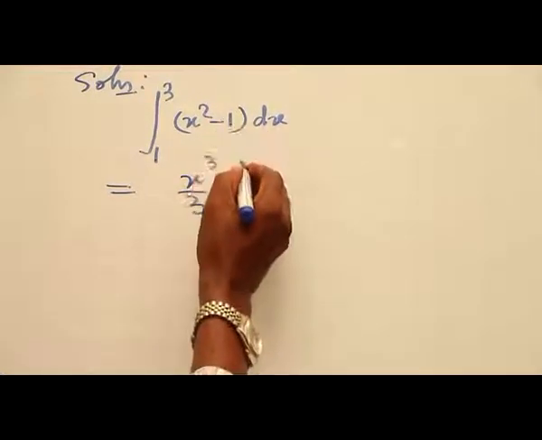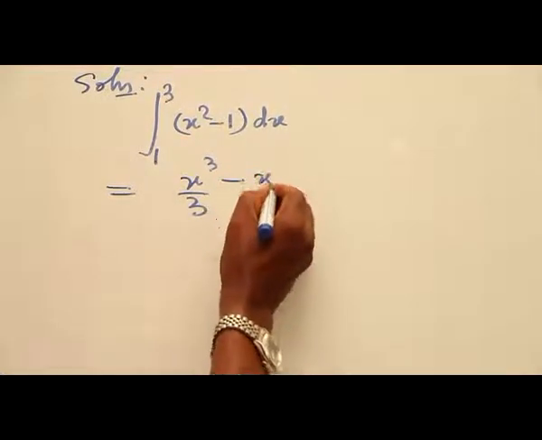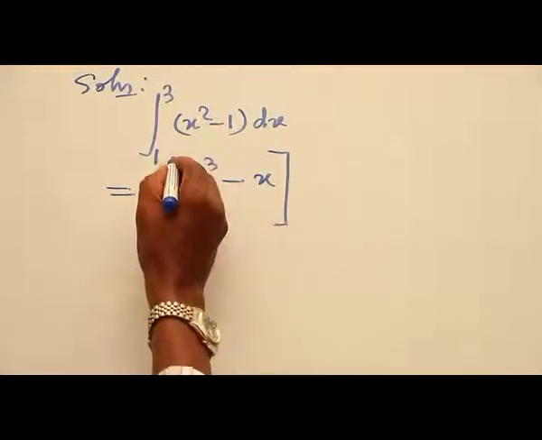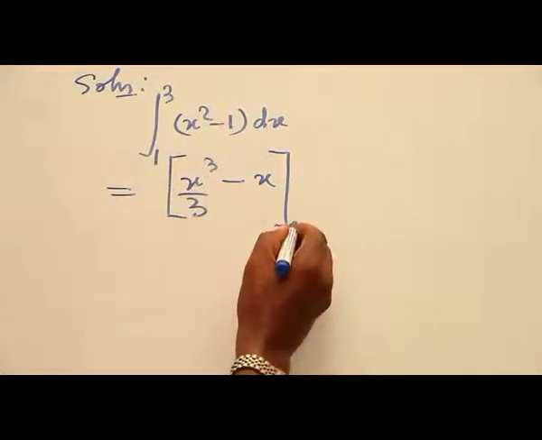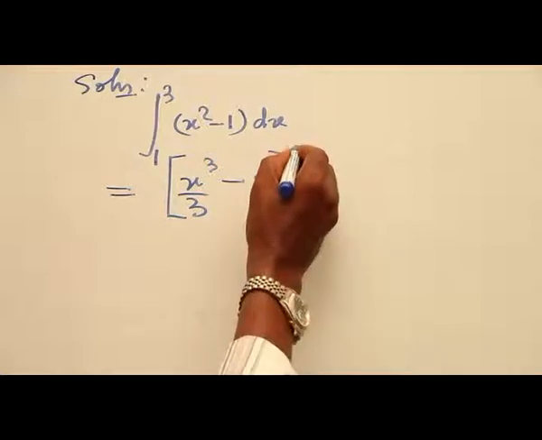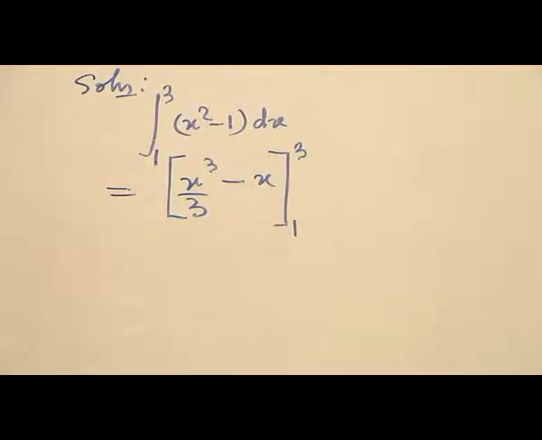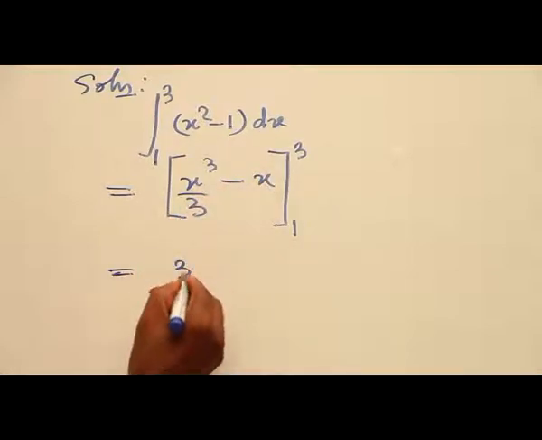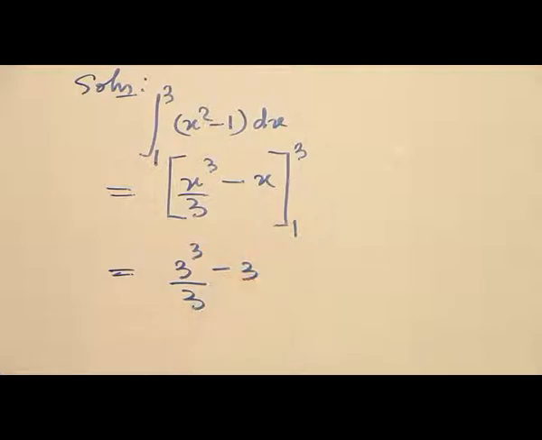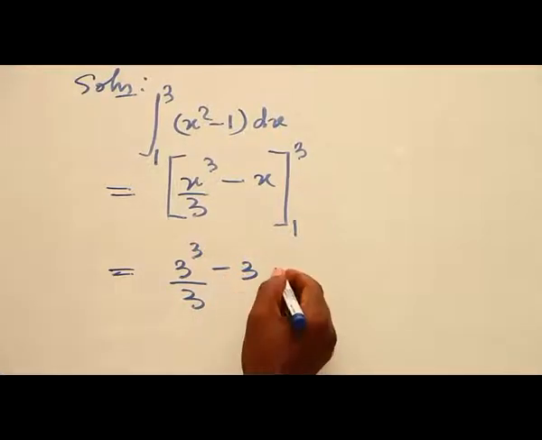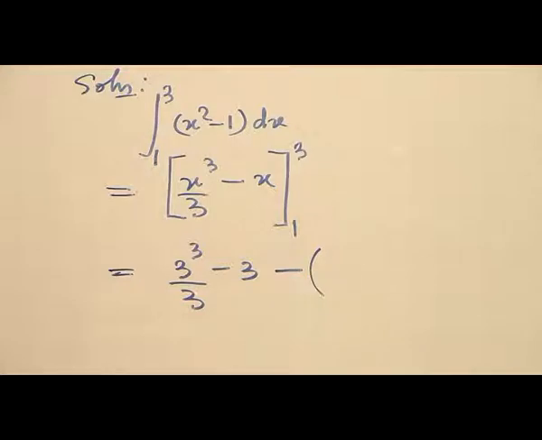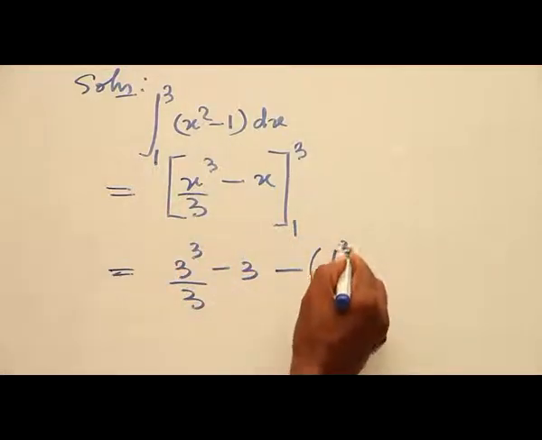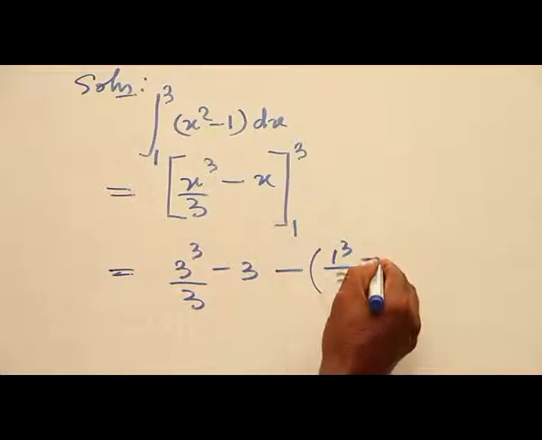If you integrate this one, you have your s. Then you evaluate this at the point where s is 1 and the point where s is 3. The upper one will be substituted first. That's 3 raised to 3 all over 3 minus 3. Thereafter, you subtract, open the bracket. You are now substituting the lower one, 1 raised to 3 all over 3 minus 1.